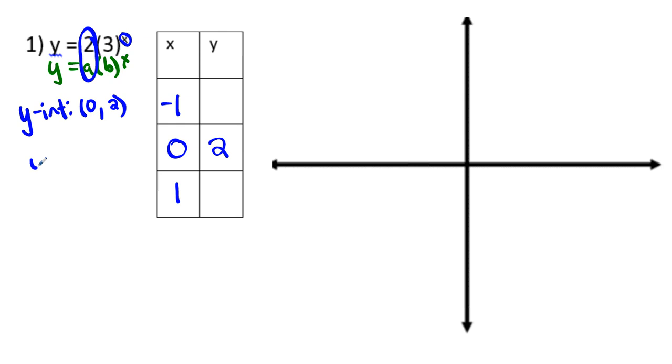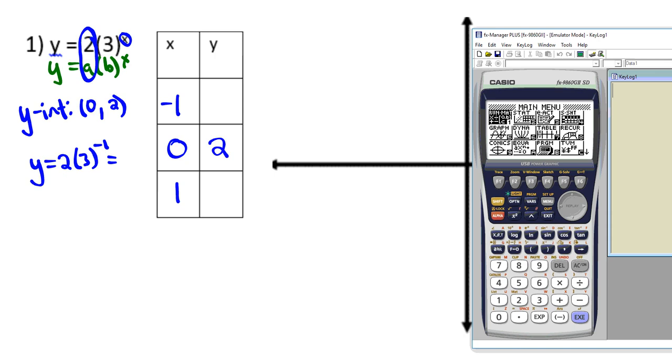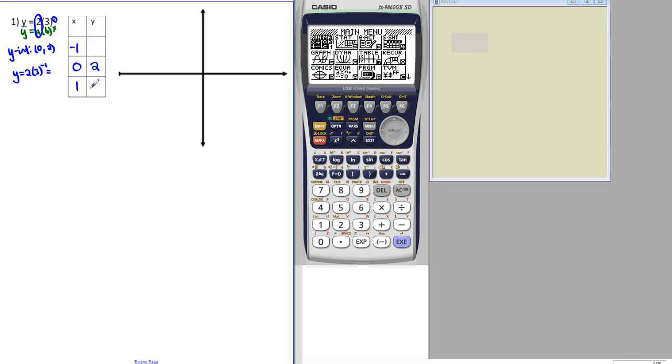So let's go ahead and go y equals 2 times 3 parentheses to the -1 power. And then we're going to, again, get our calculator out. Let me grab mine right here. And we're going to plug that into our calculator. There, that looks good. It works. Yep. So let's go to run math.